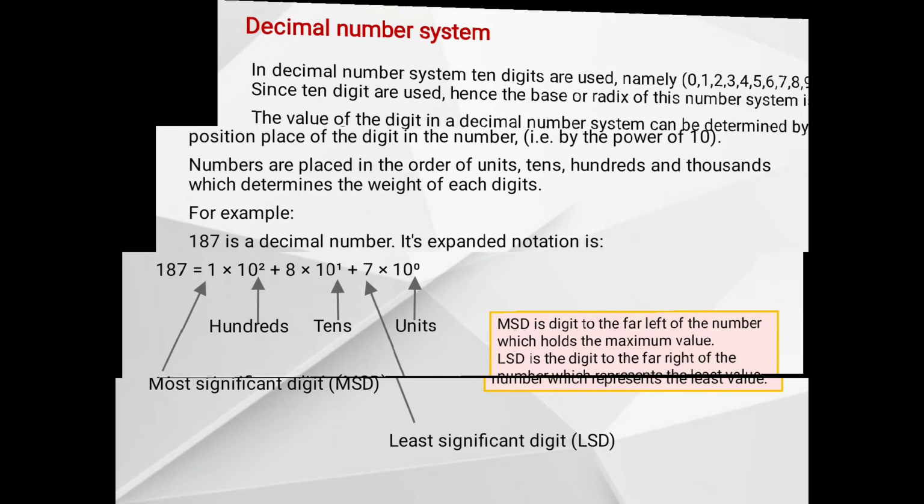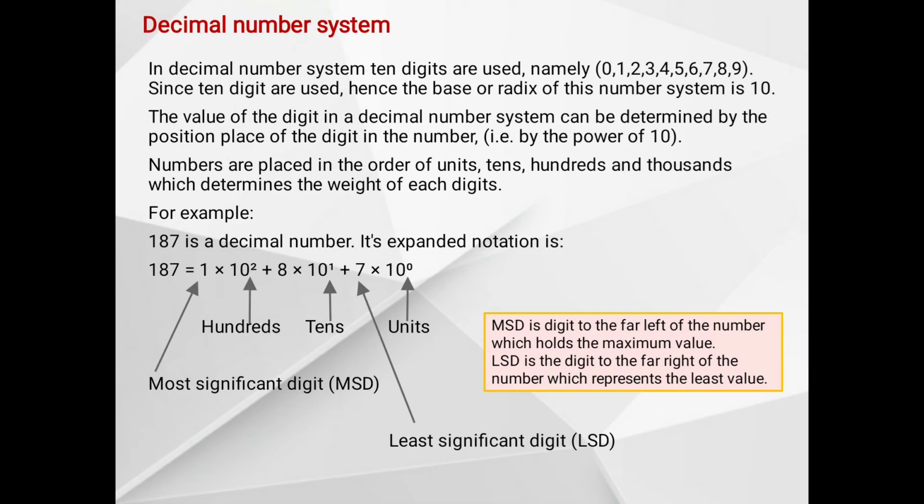The first one is the decimal number system. In the decimal number system, 10 digits are used, namely 0, 1, 2, 3, 4, 5, 6, 7, 8, and 9. Since 10 digits are used, the base or radix of the decimal number system is 10, representing 0 to 9, 10 in all. So in the decimal number system, we use 10 as the base.